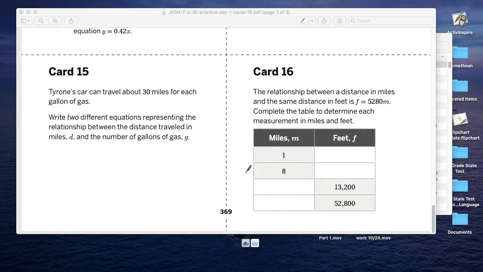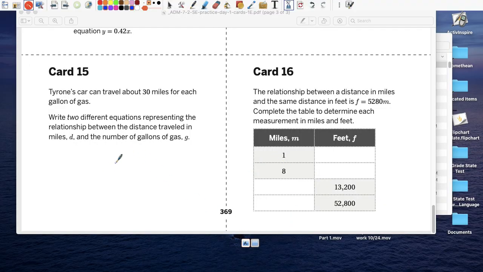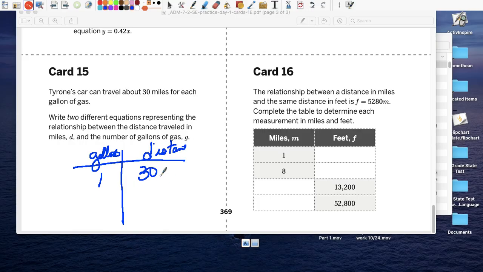Tyrone's car can travel 30 miles for each gallon of gas. Okay. So write 2 different equations representing the relationship between the distance and the gallons. So if I have 1 gallon of gas, I can go 30 miles. Everybody okay with that? So let me write gallons, and this is distance. 1 gallon of gas, I can travel 30 miles. 2 gallons of gas, 60 miles.